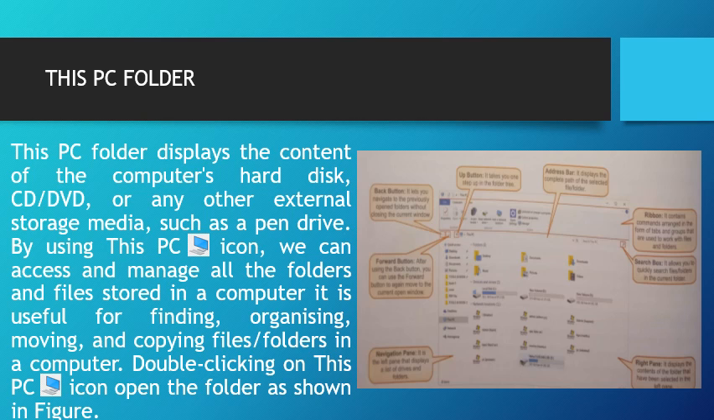Here we can see the address bar. It displays the complete path of the selected file or folder. Any folder you select, it displays the complete path of where it has been saved, in which folder, in which drive. A complete address and complete path will be shown over here in the address bar.